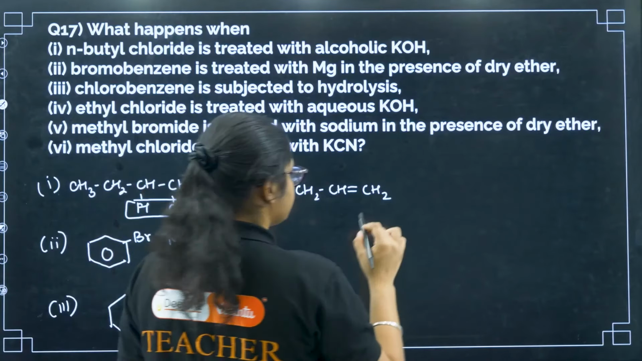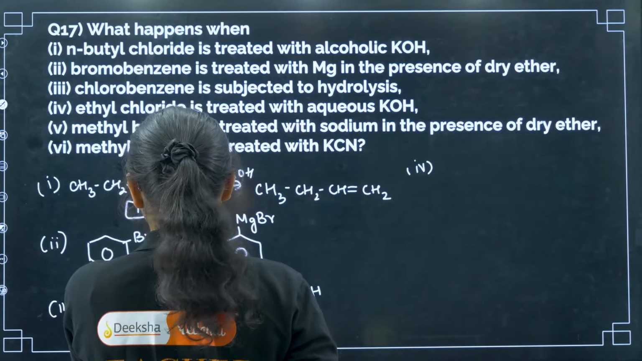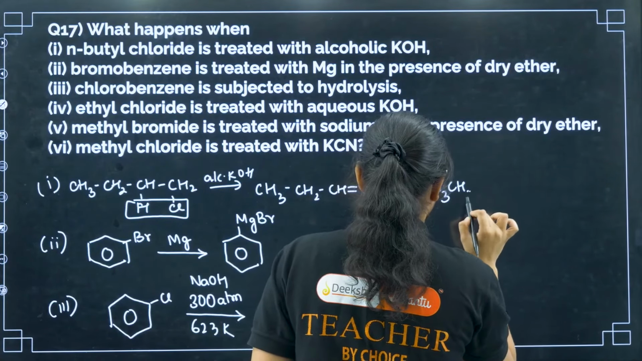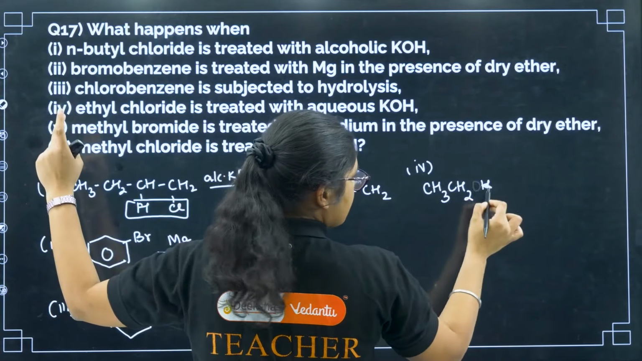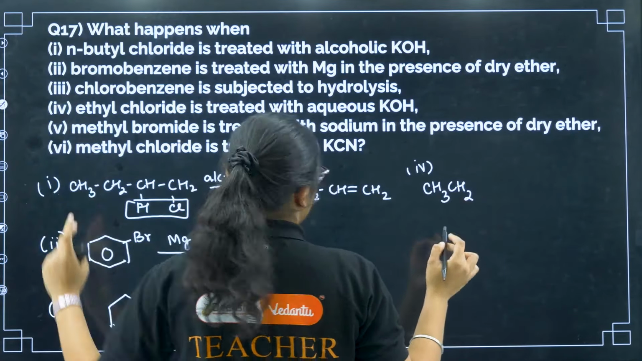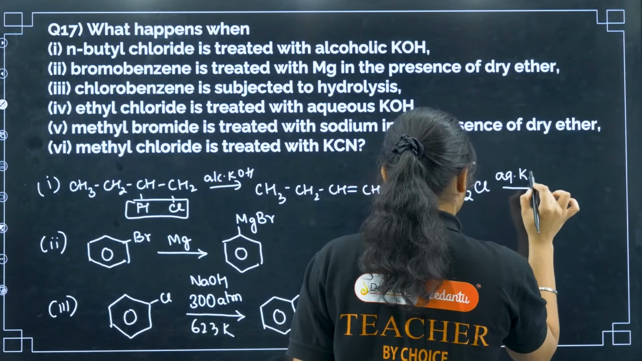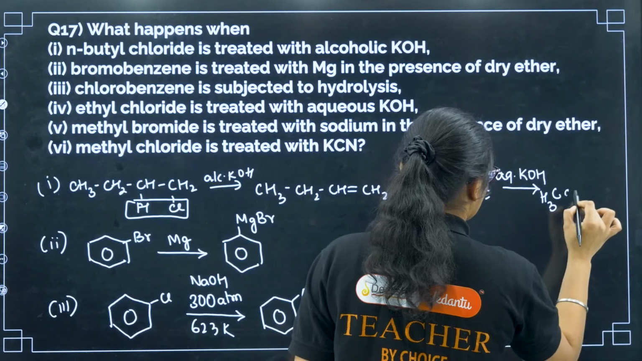Okay, next we have the fourth one, and it is ethyl chloride is treated with aqueous KOH. So here we have ethyl chloride treated with aqueous KOH. So chloride is replaced with alcohol.